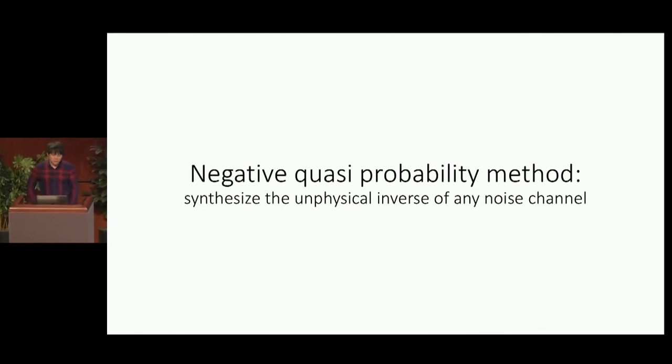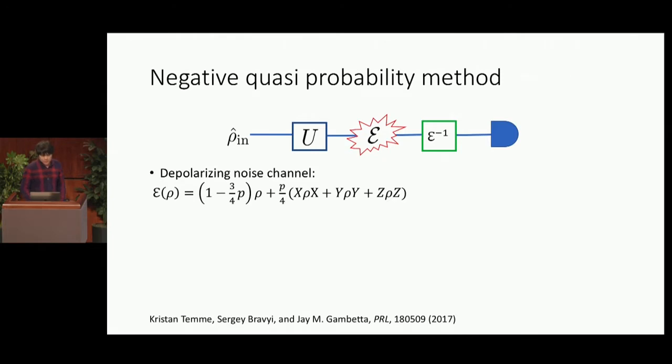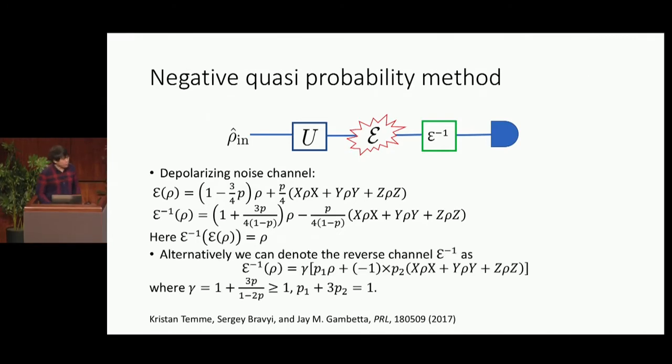will also talk about the other method introduced by the IBM team, which is called the negative quasi-probability method. The method is essentially to synthesize the unphysical inverse of any noise channel. So here, for simplicity, let's just consider one gate and one noise. Suppose that we consider the depolarizing noise channel, and then we can easily find the inverse of the channel by just solving the equation. And then we can also write it in a more elegant way.